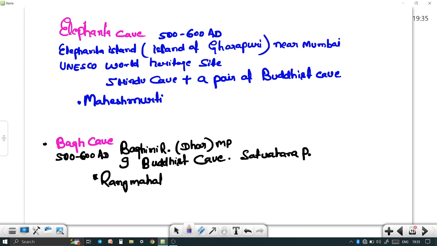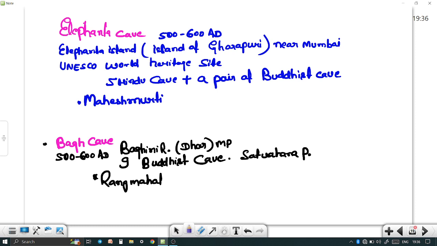Elephanta Cave, its location is near Mumbai. This is also called Elephanta Island or Island of Ghorapuri. This is built around 500 to 600 AD, we can say mid of the 5th and 6th century AD. And it was originally a Buddhist site. Later, it was dominated by the Shaivite faith.